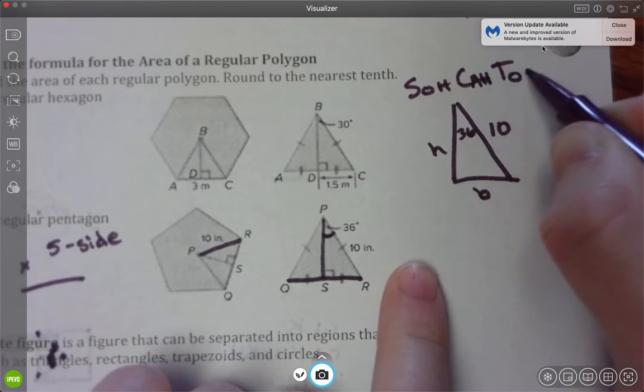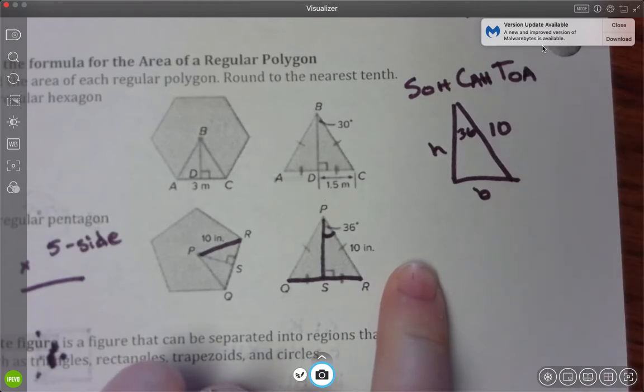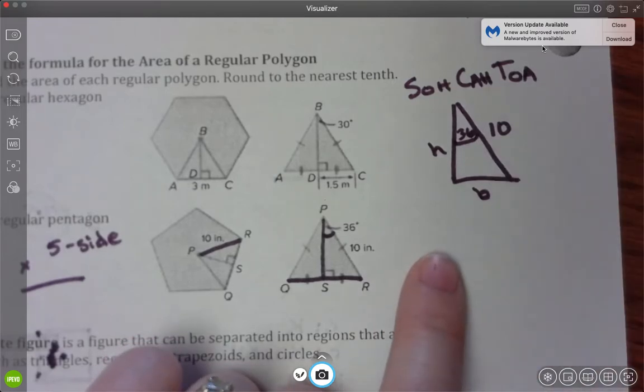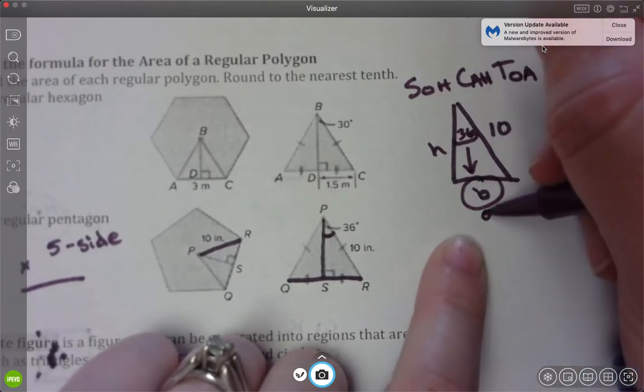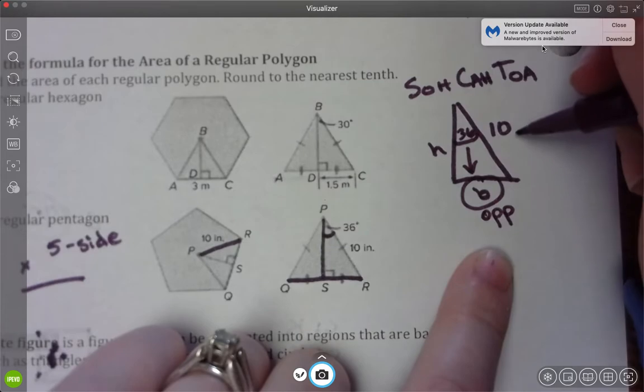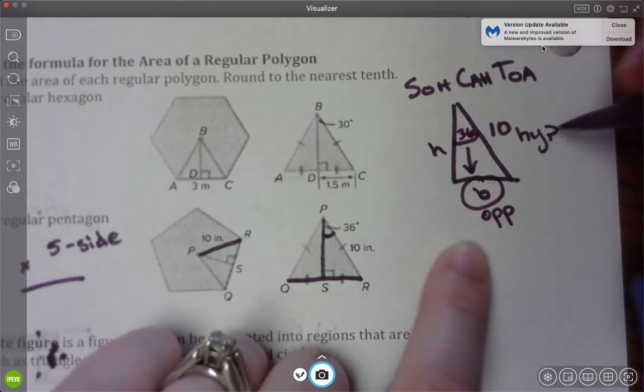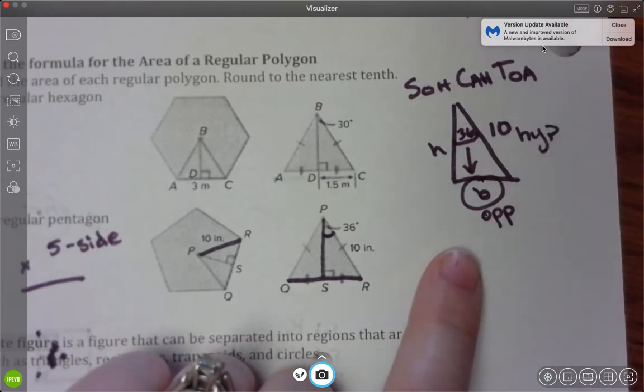SOHCAHTOA. Okay, SOHCAHTOA. All right, and this is 36 degrees. So let's say we're trying to find B first. B is going to be the opposite, and 10 is going to be the hypotenuse. So which trig function are you going to use when you're doing opposite over hypotenuse? We're going to use sine.